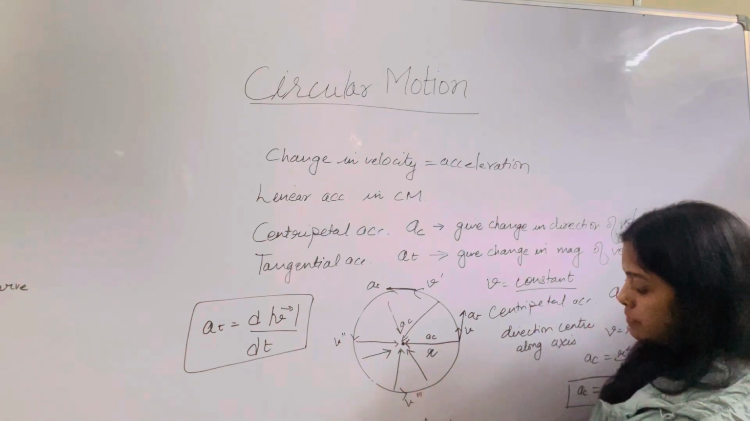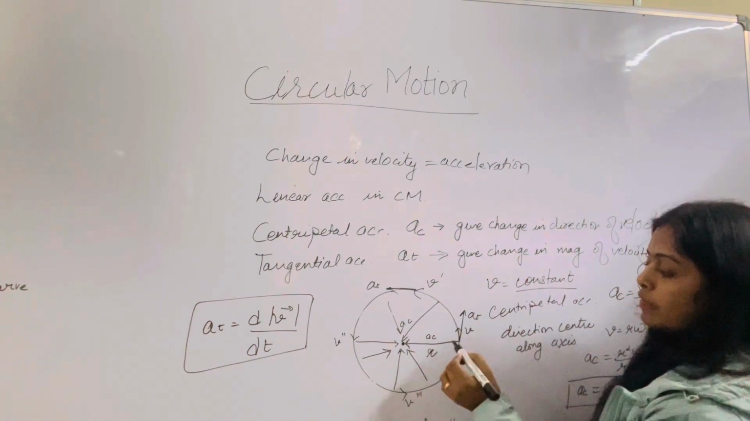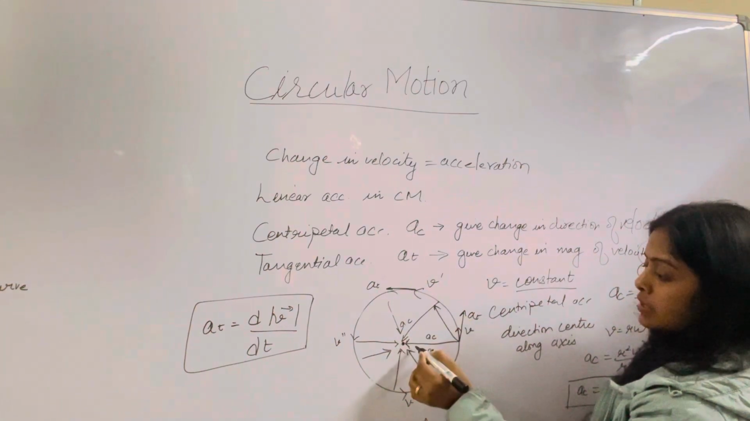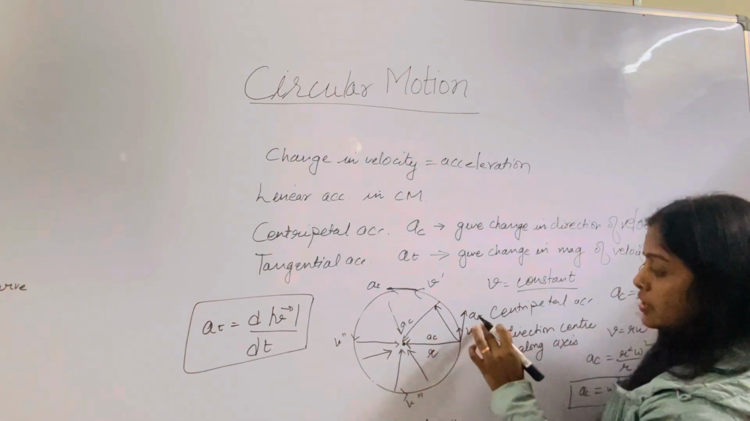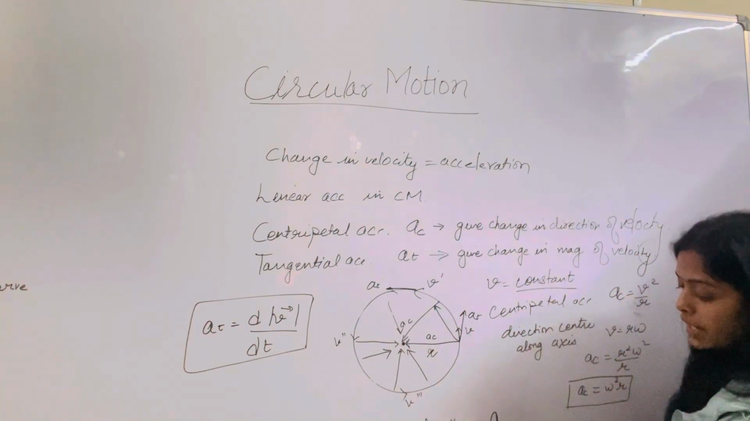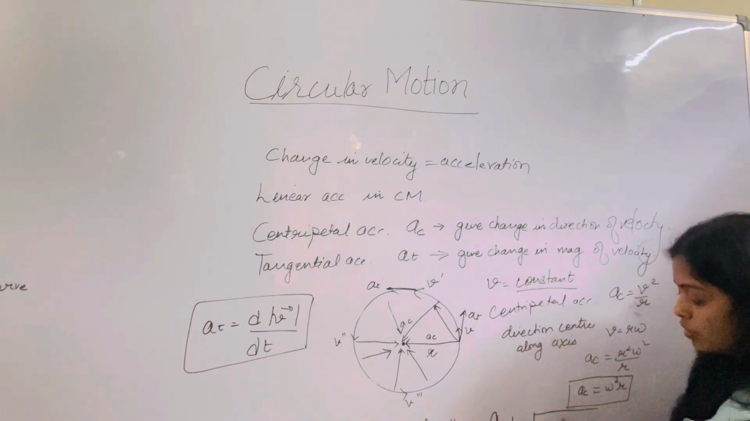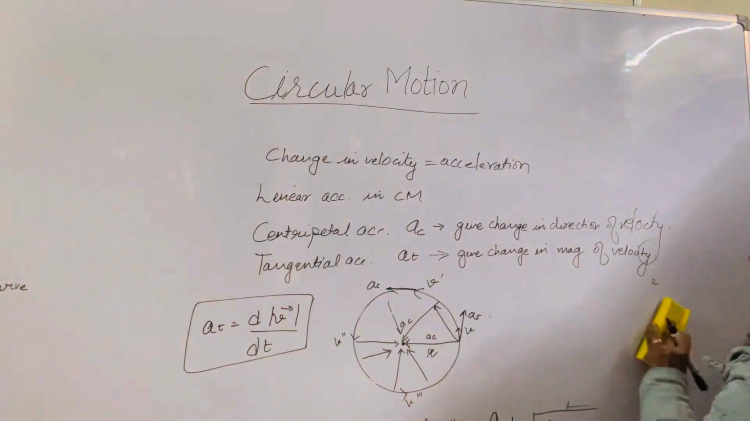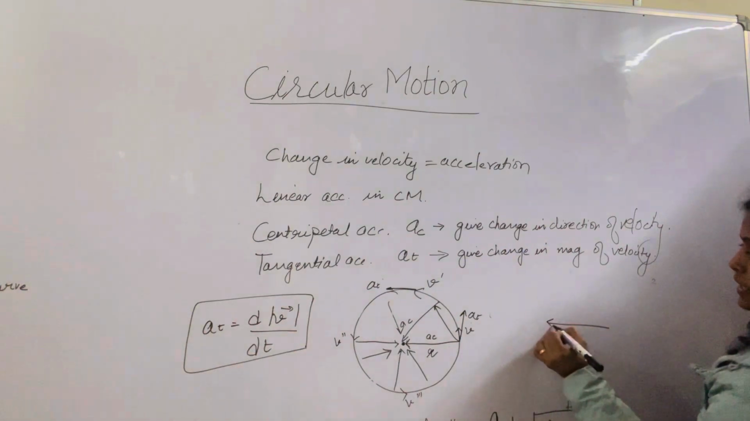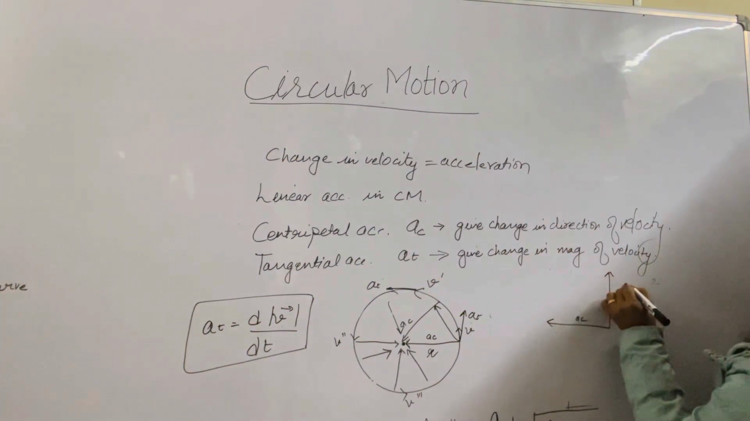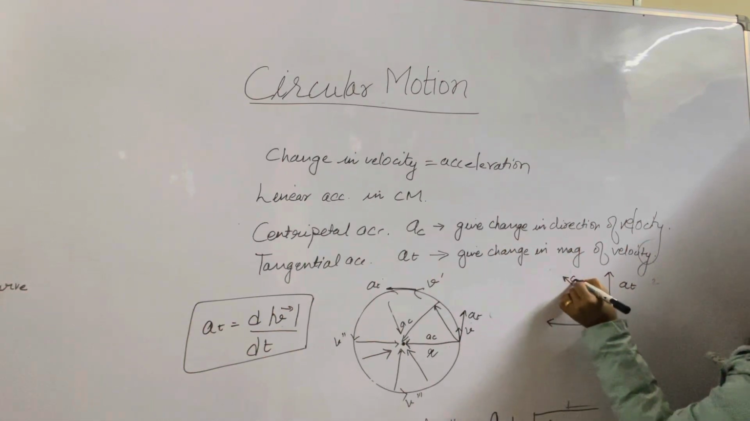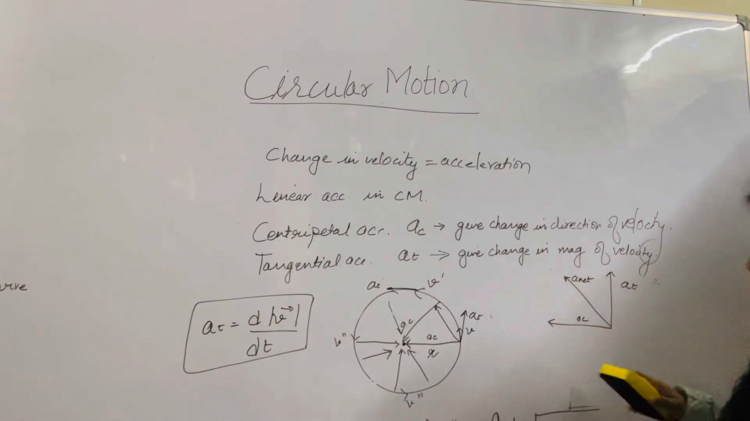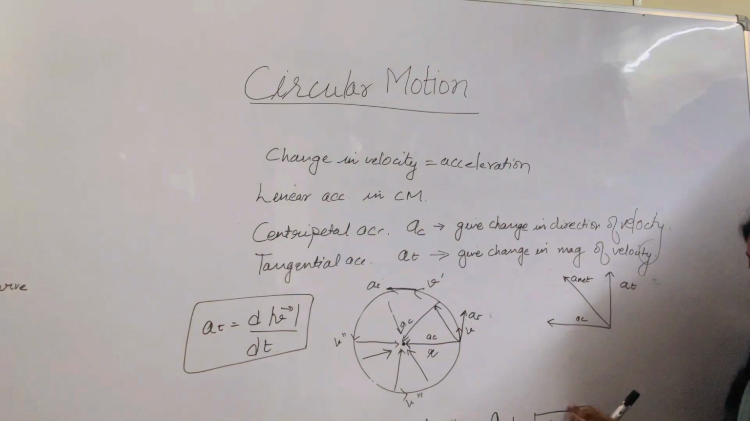We have the net acceleration. The net acceleration will be in the direction resulting from the centripetal acceleration as well as the tangential acceleration, which is given by a_net = √(a_t² + a_c²). If I draw the angle separately, suppose centripetal acceleration is in this direction and tangential is in this direction, then the net acceleration is in this direction. The magnitude of net acceleration will be calculated using the vector law of addition.